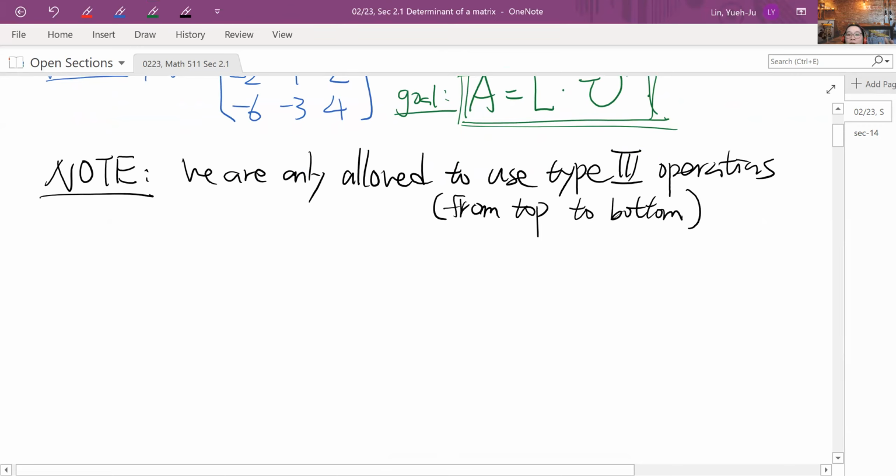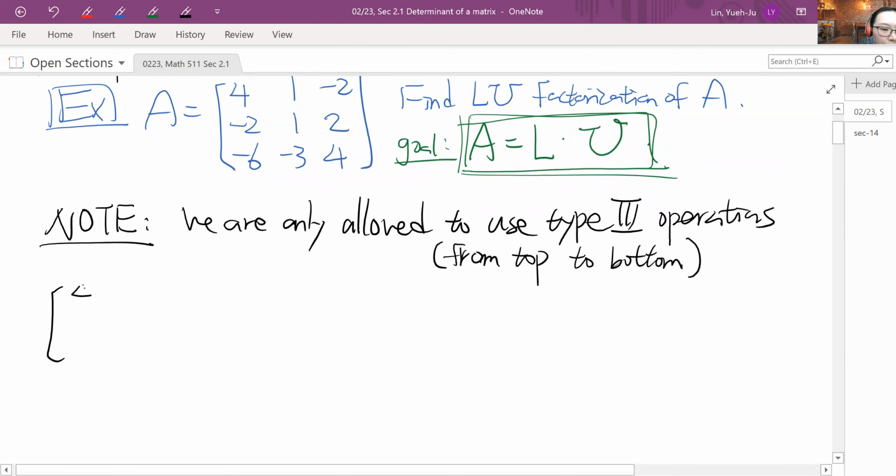Okay, but the whole process, once you stick with the rule that you only use type 3 operation, right? Type 3 means you can only add a multiple of one row to another. You cannot swap 2 rows, or multiply one row by some numbers. Those are type 1 and type 2. But other than this, the process is going to be the same as usual when we're trying to solve a Gaussian elimination. So the technique is in some sense old, right? You already know how to turn a matrix into, for example, REF. So the process is more or less similar. So let's start with this matrix.